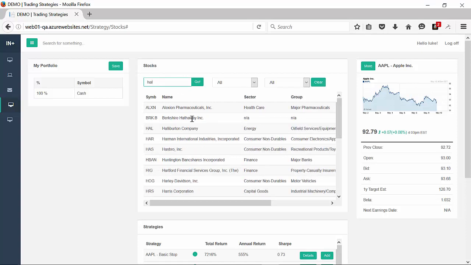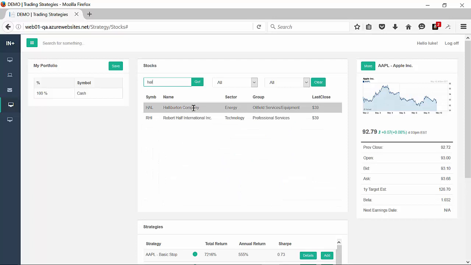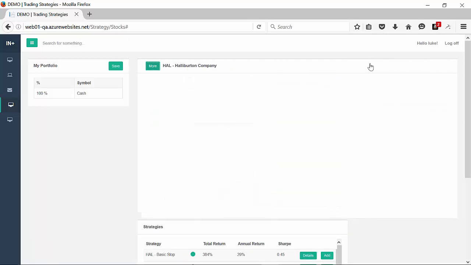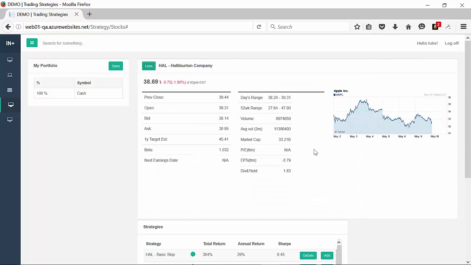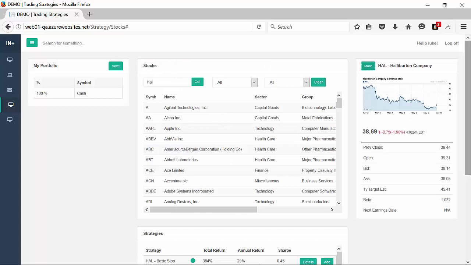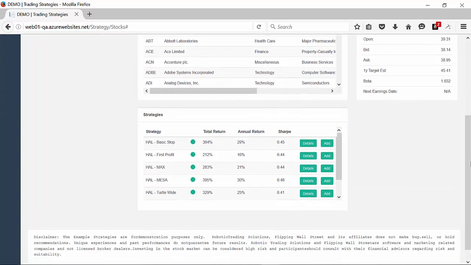We'll start with Halliburton, which is one that I personally like. Over to the right here, we get some basic information on Halliburton, some price data, so we can see the 52-week range, the volume, and some PE, earnings per share, dividend yield, some basic information so we don't need to go anywhere else. Then we scroll down, and the beauty of our software is we provide you with a library of time-tested, proven strategies with efficacy, and they show you how they performed over time.